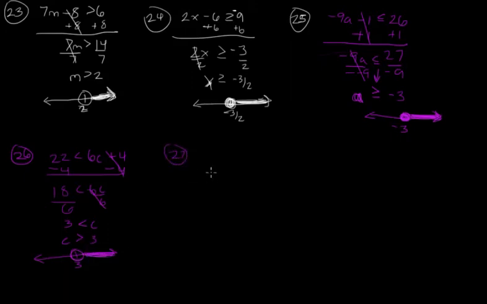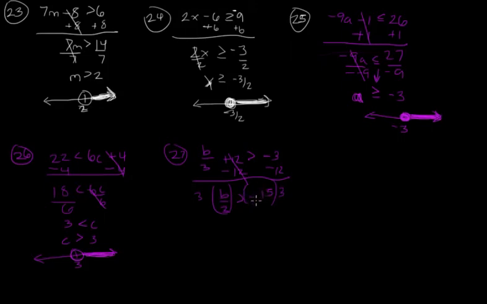27. 27, b over 3 plus 12 is greater than -3. Subtract 12 on both sides first. Sweet. B over 3 is greater than -3 minus 12, that's -15, so I'm going to multiply both sides by 3. I do not flip the inequality sign.